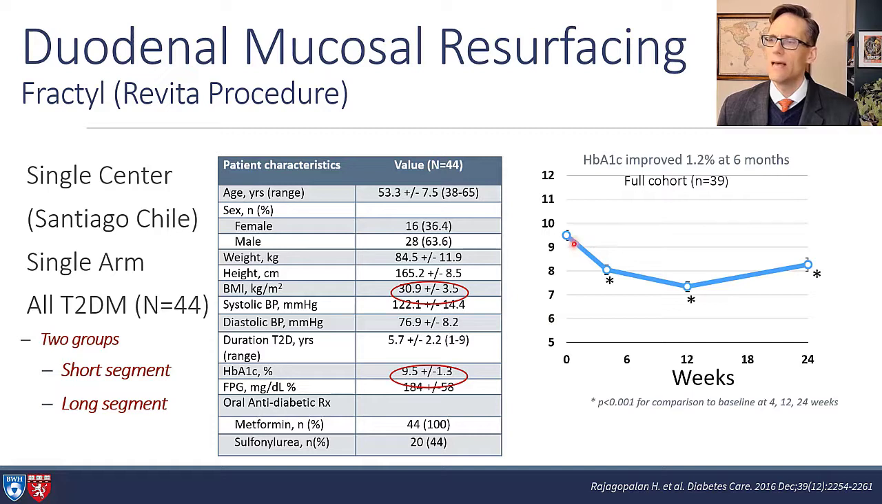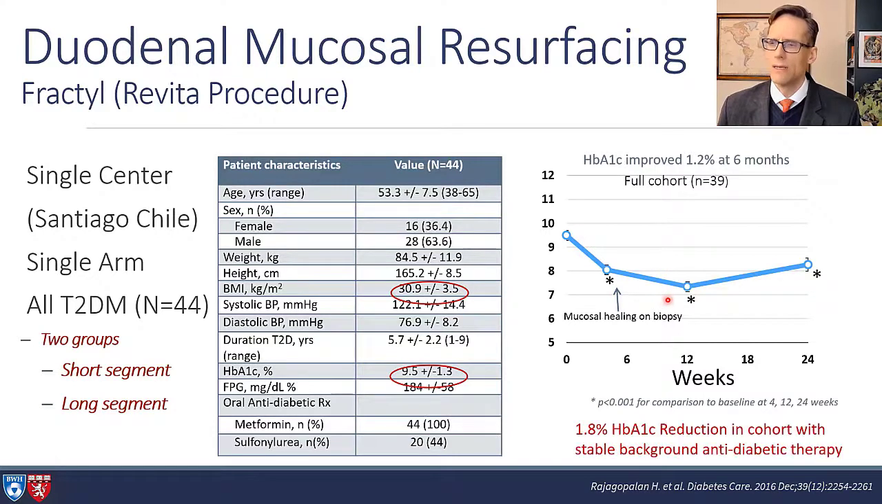And you can see that A1C dropped by 1.2% at 6 months across the full cohort, and it was maintained even after mucosal healing was confirmed on biopsy. So something more durable is happening there. Additionally, if you look at only patients on stable background medications, so not say on sulfonylureas, which have to be adjusted, but maybe on metformin or something like that, they had a greater drop in A1C of 1.8% across that group.